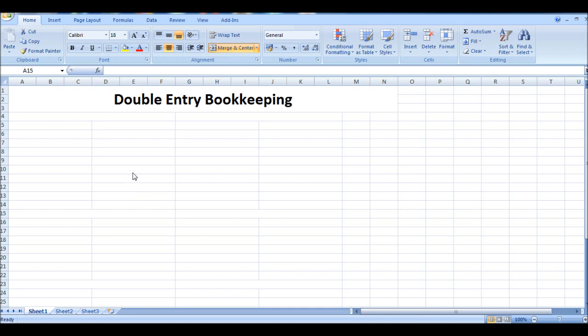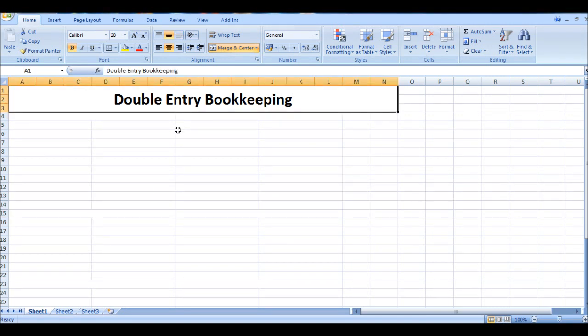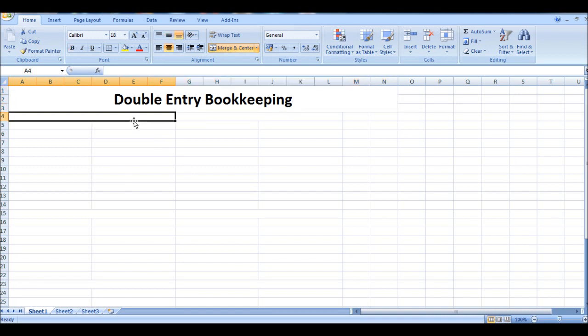In this video, I'm going to talk about double entry bookkeeping, and I'm going to try and keep it as simple as possible. With double entry bookkeeping, every time we post a transaction to our ledgers or our accounts, we're looking to post two transactions, a debit transaction and a credit transaction, hence the name double entry bookkeeping. And hopefully this will make sense as this video goes on.